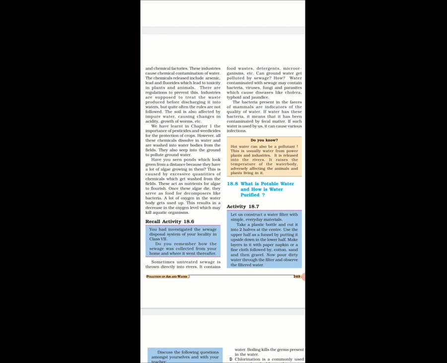Do you know how water can also be thermally polluted? This is usually hot water from power plants and industries. It is released into the rivers. It raises the temperature of the water body and affects the animals and plants living in it.